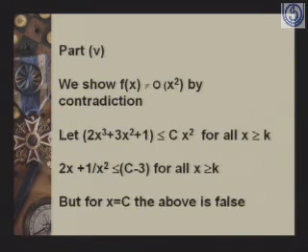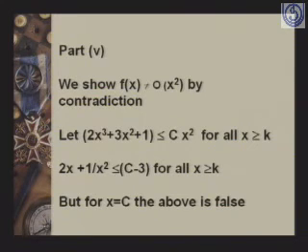f(x) is 2x cube plus 3x square plus 1, and we are assuming that it is of order x square. If it is to be of order x square, then there should exist a constant c and a constant k such that 2x cube plus 3x square plus 1 is less than or equal to c x square for all x greater than or equal to k. This is by the assumption that f(x) is equal to order x square.